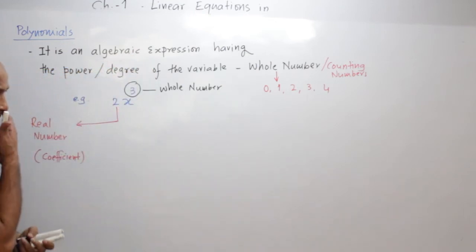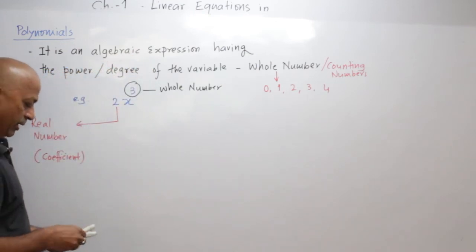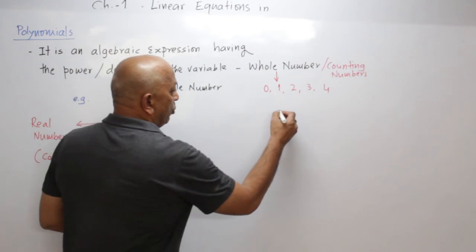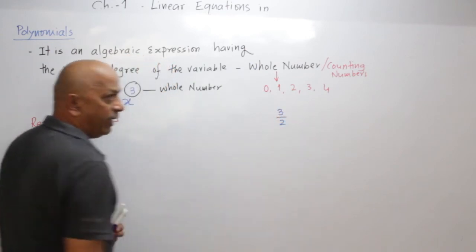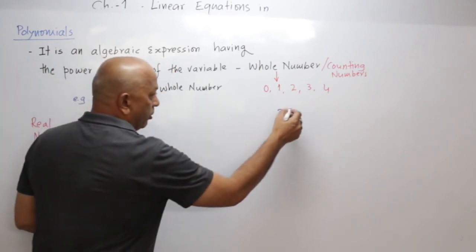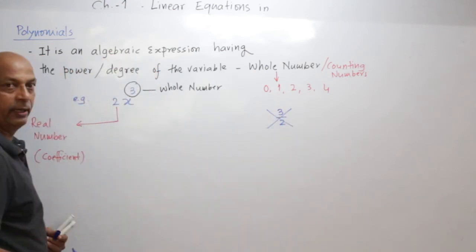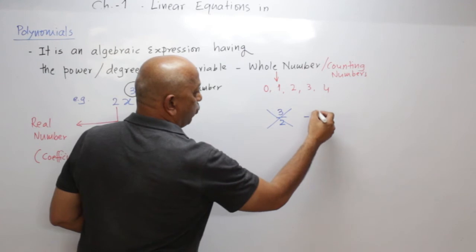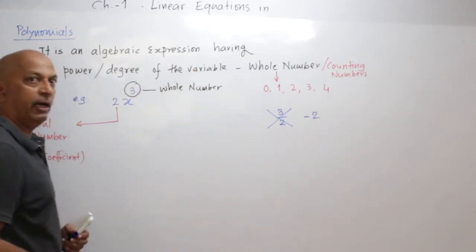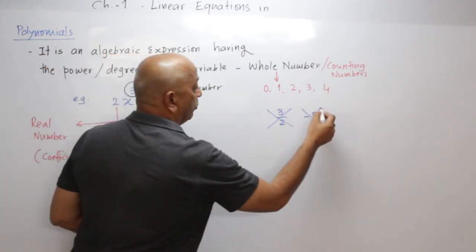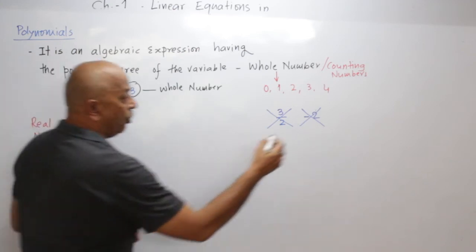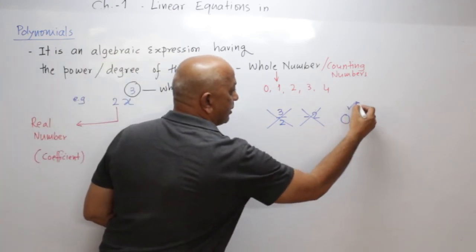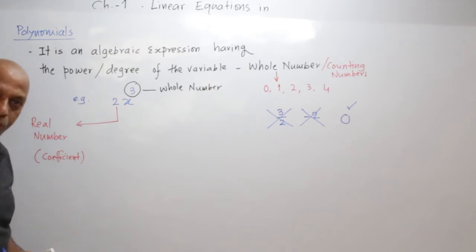मग मला सांगा 3 by 2 whole number आहे का? No, this is not a whole number. Okay. Minus 2 whole number आहे का? No, wrong. 0 whole number आहे का? Yes, 0 is a whole number.